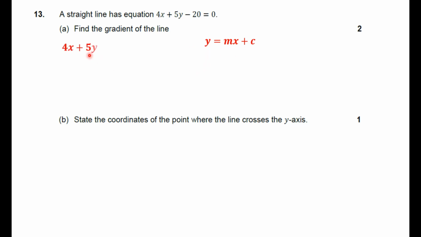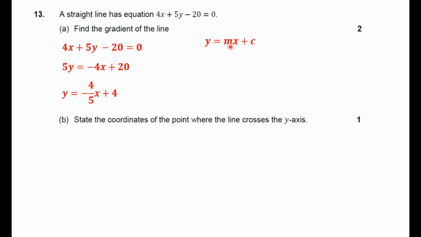So let's start with the equation. Now we have to move everything that's not y to the other side. I'm going to move the 4x across, that'll be negative 4x. Move the negative 20, that'll be plus. So I'll get 5y equals negative 4x plus 20. I don't want 5y, I need to get a single y. Divide by 5, divide by 5, divide by 5. That's y equals negative 4 over 5x plus 4.